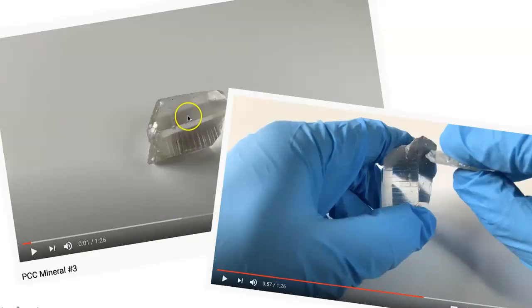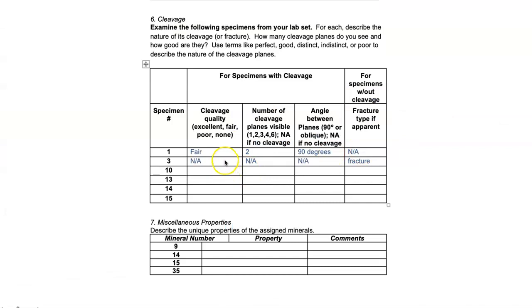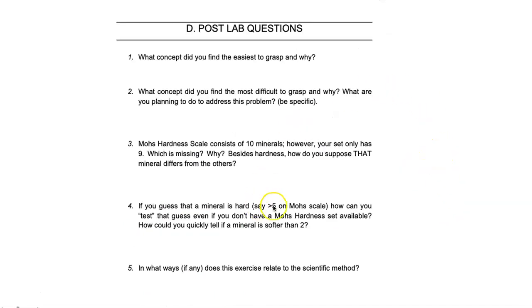If we don't have cleavage, like number 3, this sample, even though this sample has crystal sides, it breaks irregularly right there. So this one doesn't have cleavage, in which case you just say it has fracture. So you're going to go through the rest of these and try to figure that out. Unique mineral properties, look in your lab for types of mineral properties that are miscellaneous, and you'll find some choices there. Finally, you're going to wrap up with the post-lab questions.